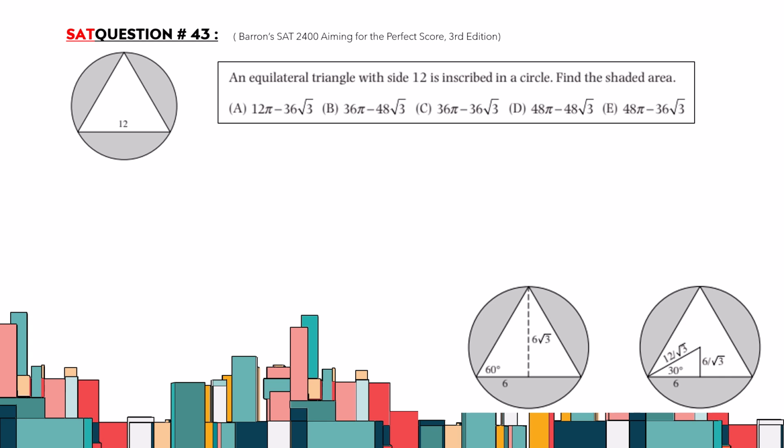So to start, we have to review some keywords. Equilateral triangles. Inscribed in a circle. And also shaded areas.